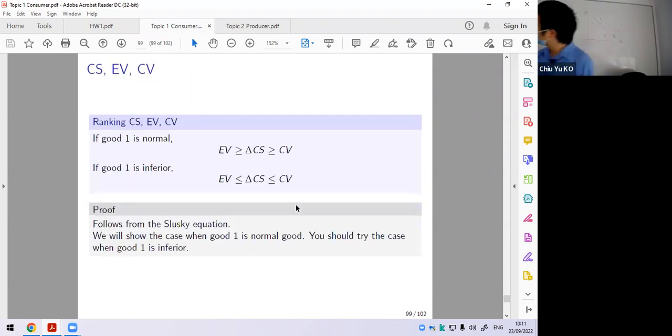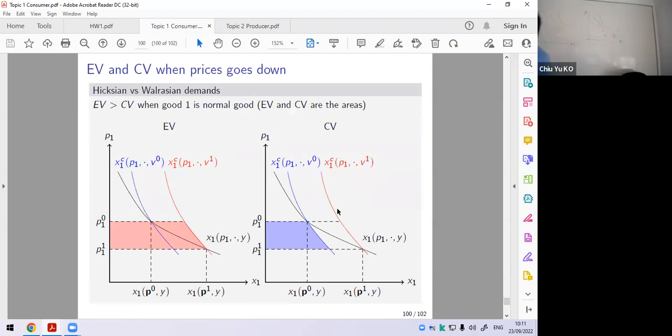And if it's a normal good, you have this, and an inferior good, you have that. So it's always in between. So let me spend some time to walk through this one with you, because I think that would be good to understand what's going on here. Okay. So originally, you start at this price.